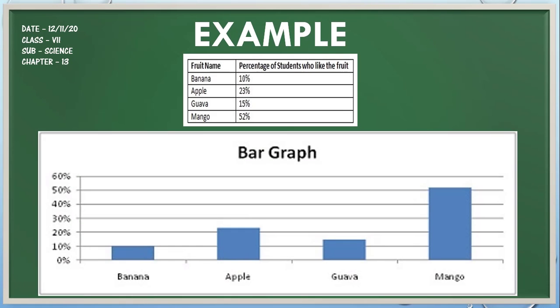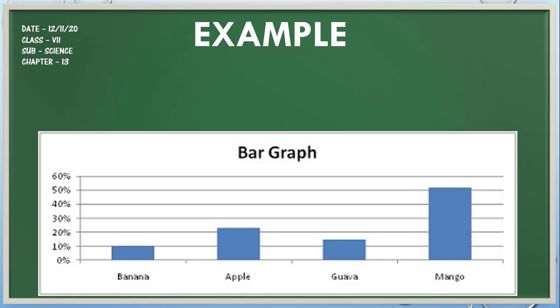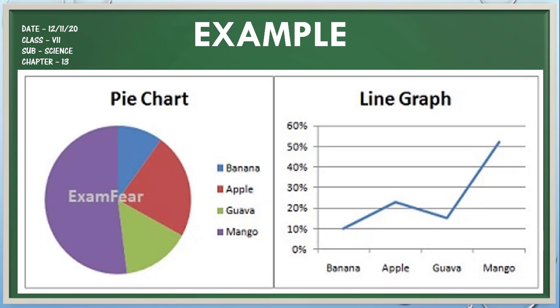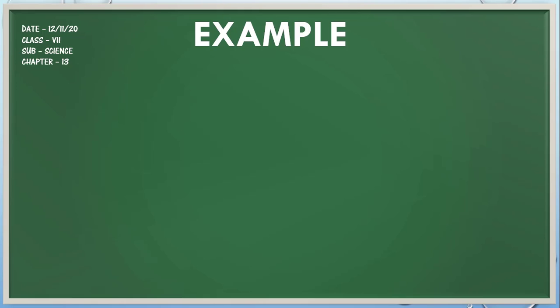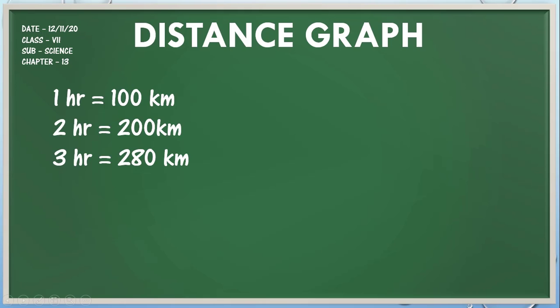Here you can see the same data represented in a bar graph. You can see the same data represented in pie chart form, and here you can see the same data in a line graph. So a graph or a chart can be of different types based on the number of quantities and representation method.